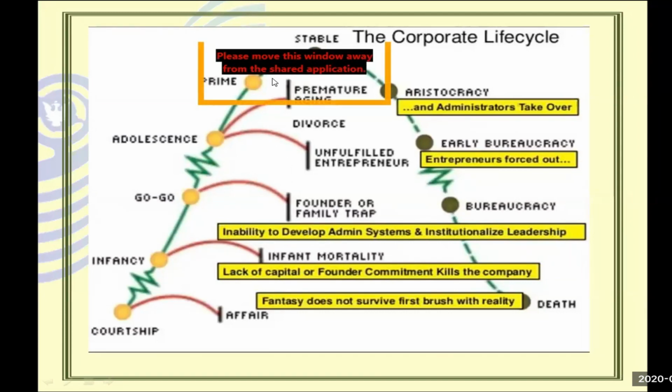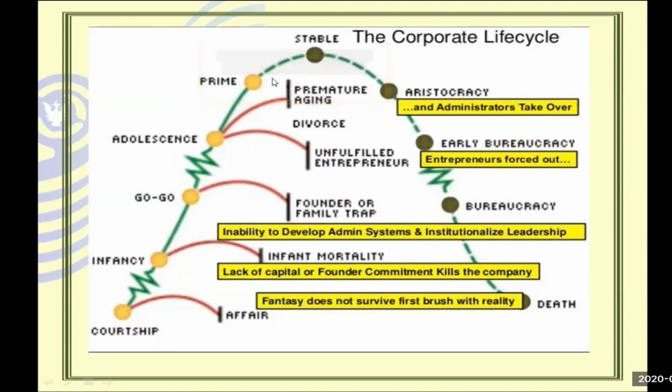And then from there, we go to what is called go-go. Go-go is in the middle of adolescence and infancy, you know. This is where systems have started working. The farm is catching up, you know. There's a lot of family and close friendship management.